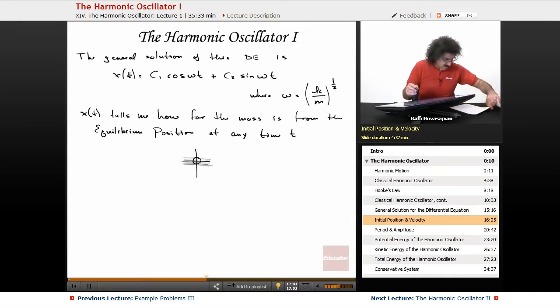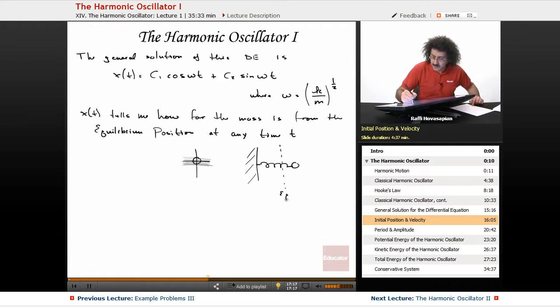Okay, so now let's go ahead and take this mass, and that's the equilibrium position. So what I've done is I've actually pulled it, I've stretched it out, and now I'm going to let it go. When I let it go, it's going to oscillate back and forth. Okay, so now let's actually work this out. So this is the general solution. We want to find some specific cases.